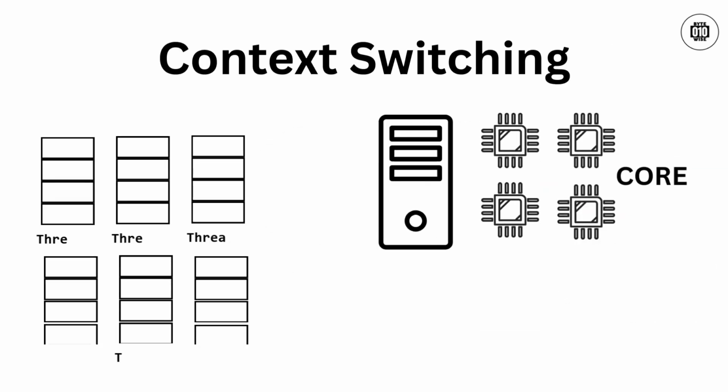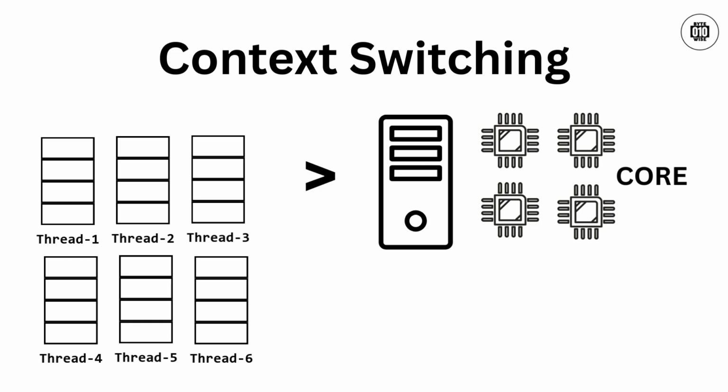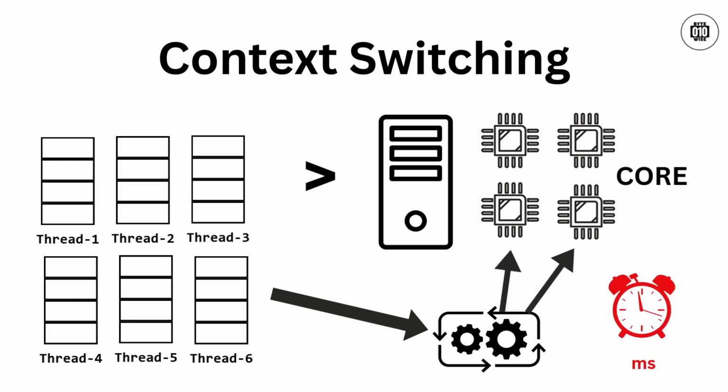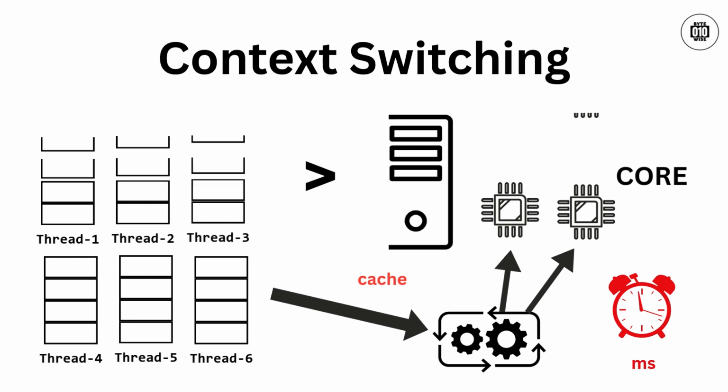Then there's context switching. When you have more threads than CPU cores, the operating system has to switch between threads to share CPU time. Each context switch involves saving and restoring thread states, which takes time, often microseconds per switch, and can lead to performance degradation. Plus, frequent context switching can cause cache invalidation, further slowing things down.